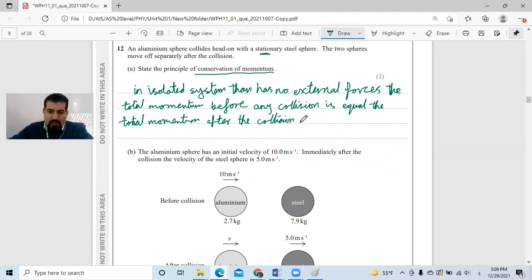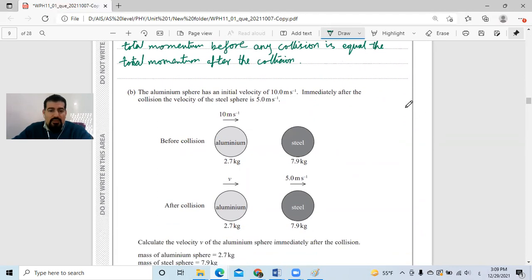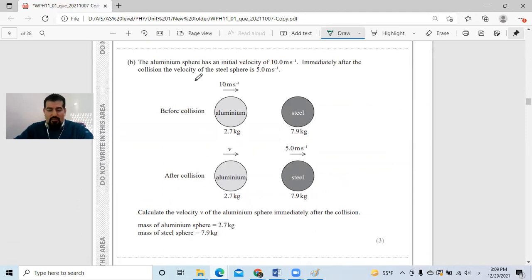Okay. Now, why do I write it in this way? So if there are more details or more ideas on the mark scheme, I can get everything later on. Next, part B. What they said.